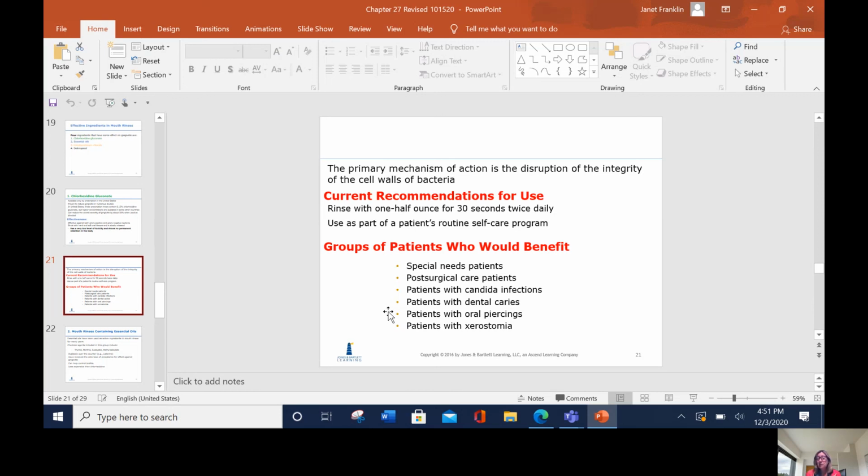Patients with oral piercings a lot of times will use it. If you have xerostomia and you use chlorhexidine, you're going to get really bad staining. So that's just something that for some patients that's okay. Most patients don't really particularly like that.